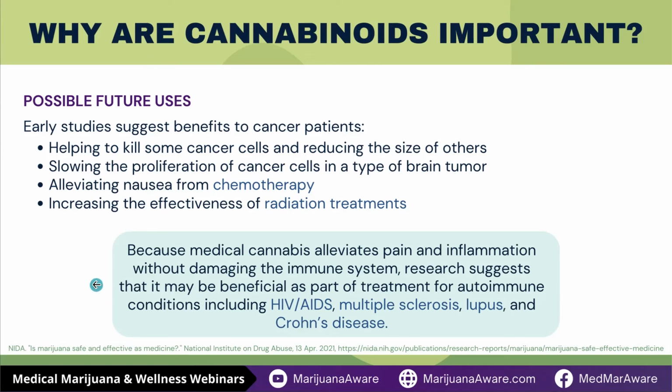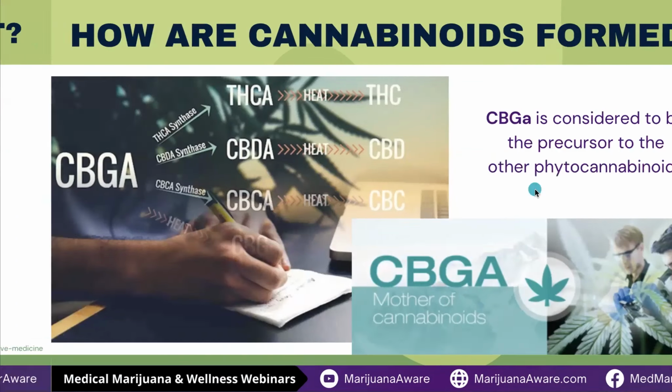So research is suggesting that it may be a beneficial treatment as part of autoimmune conditions such as HIV/AIDS, multiple sclerosis, lupus, or Crohn's. Yeah, very popular uses for cannabis. So cannabinoids have a lot of medical benefits, have helped a lot of people.